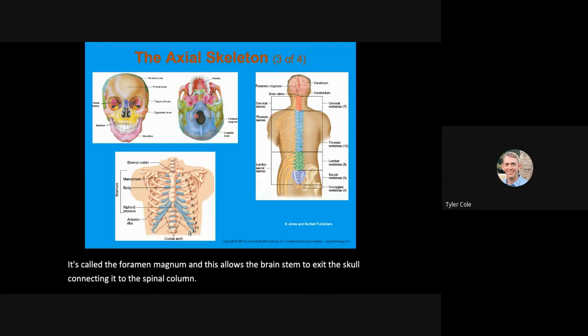If this area did not exist and it was closed off, our nervous system would be just contained in the skull. There'd be no way to get information in or send it out to the various different parts of the body. So this is a very important area of our skull.